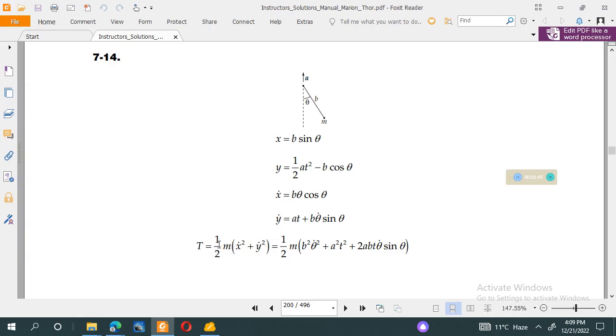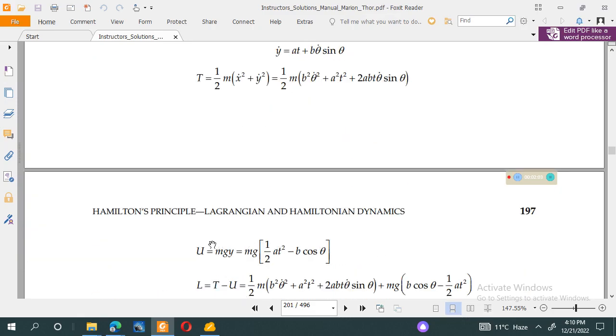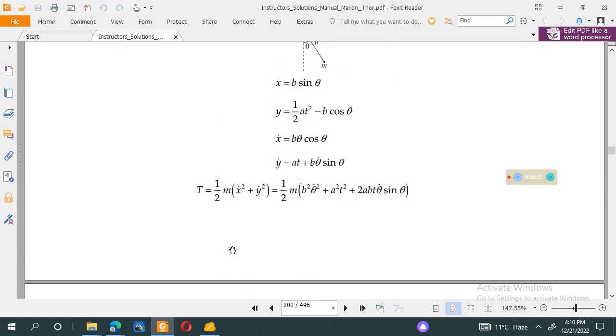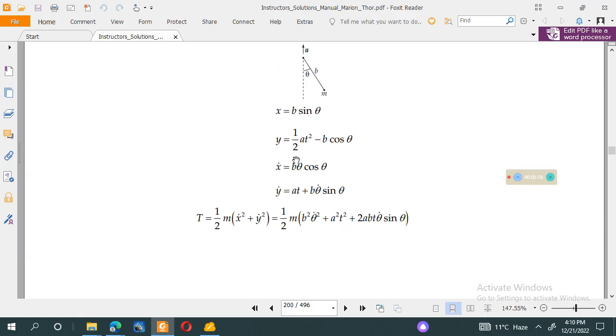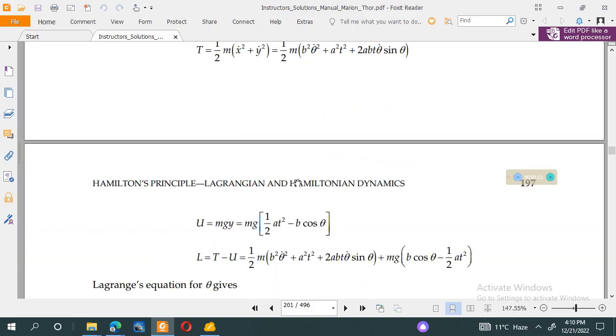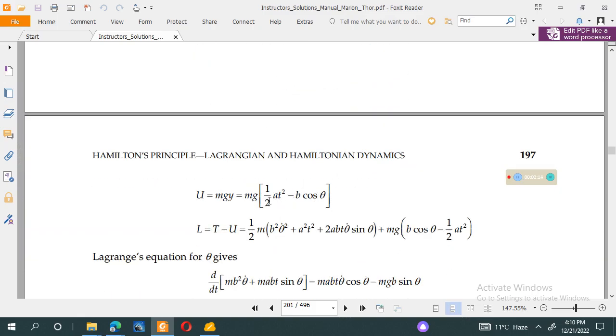Then we can find its kinetic energy by using the formula m over 2 times x dot square plus y dot square, and putting the values of x dot and y dot, this will yield m over 2 times b square theta dot square plus a square t square plus 2 a b t theta dot sine theta. Then we can find the potential energy, u equal to m g y, and we know y is equal to 1/2 a t square minus b cos theta, so it will lead to this equation. Then Lagrangian will be equal to T minus U.